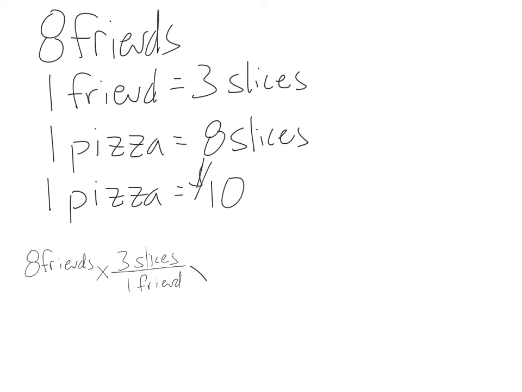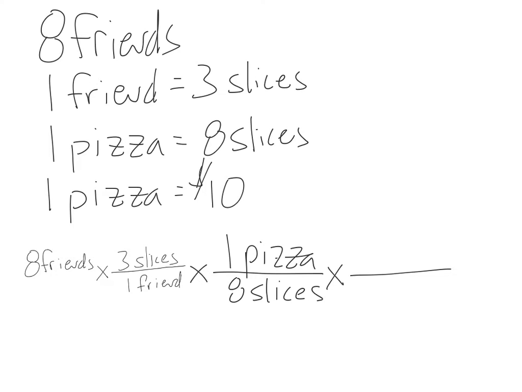Another conversion factor, I want slices to cancel out, so slices here. I'll put slices down in the bottom of my next conversion factor. So 1 pizza equals 8 slices, so I'm going to put 8 slices, 1 pizza, multiplied by next conversion factor, following the pattern, pizza here. I want pizza in the denominator of my next conversion factor. So 1 pizza, $10. Now all I have to do is the math.